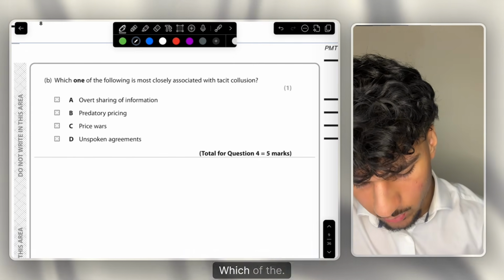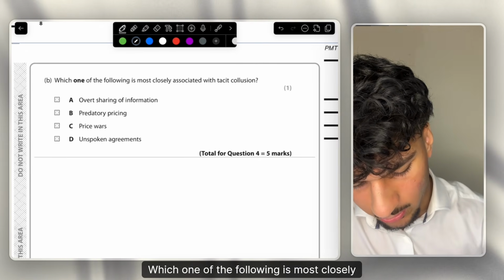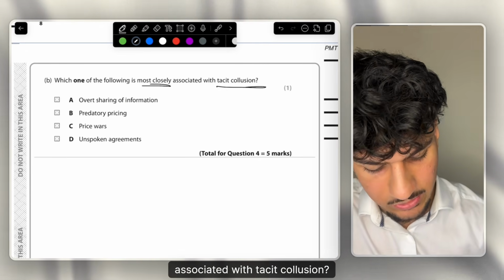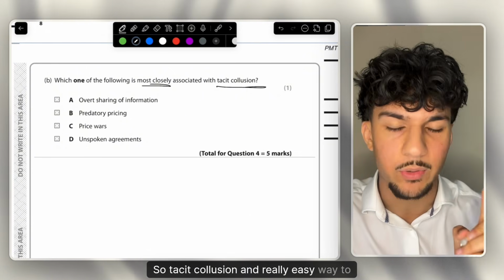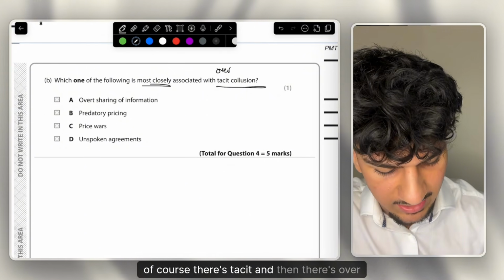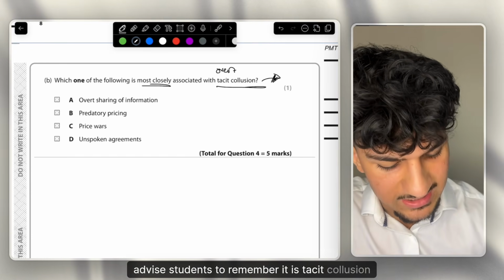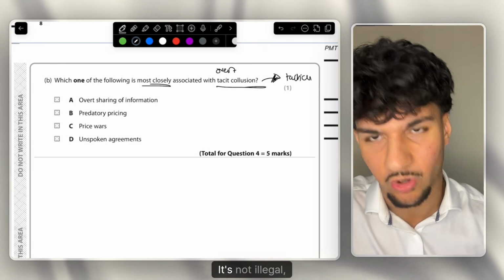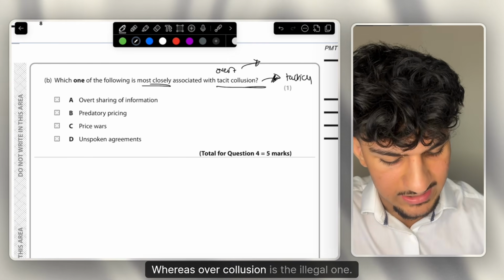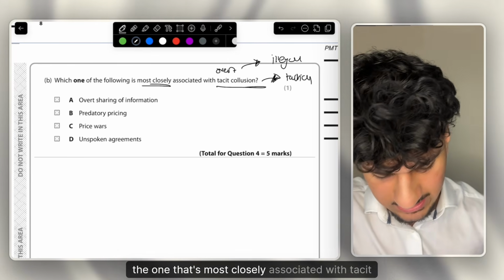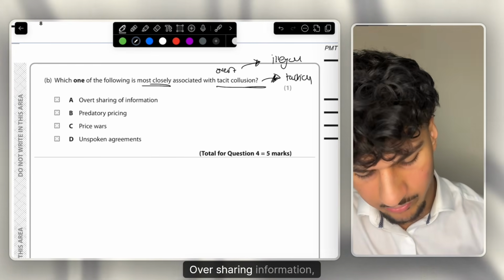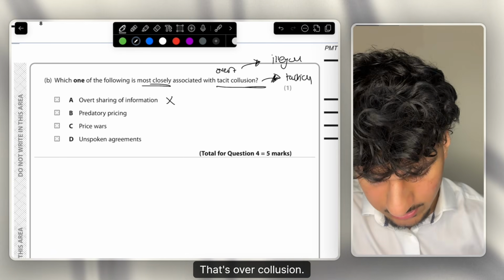So multiple choice, which one of the following is most closely associated with tacit collusion? So tacit collusion, a really easy way to remember, of course, there's tacit and then there's overt collusion. The way I advise students to remember it is tacit collusion is tactical, it's not illegal basically, whereas overt collusion is the illegal one. So let's see the one that's most closely associated with tacit collusion. Overt sharing of information, of course, that's overt collusion.